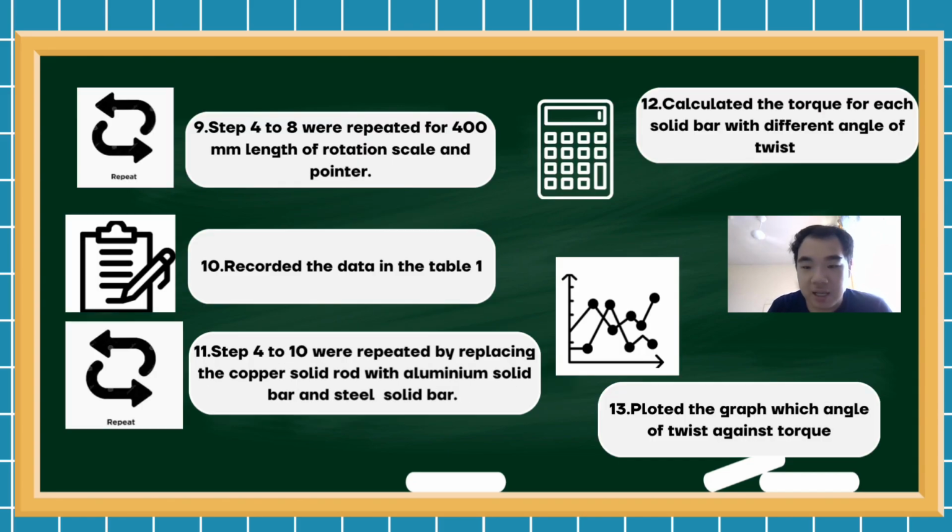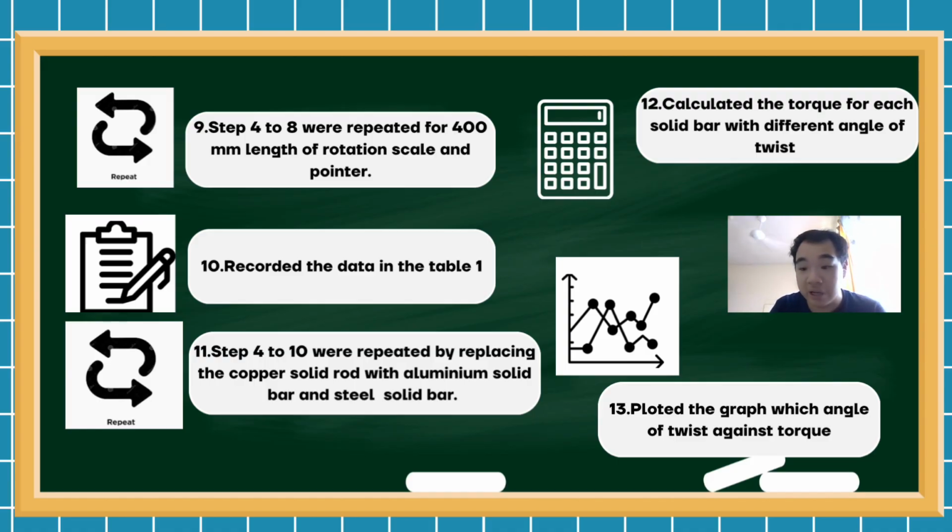So step 9 is step 4 to step 8 were repeated for the 400 millimeter length of the rotation scale and the pointer. So step 10 is we record the theta in Table 1. And step 11 is step 4 to step 10 will repeat by replacing the copper solid rod with the aluminum solid bar and the steel solid bar.